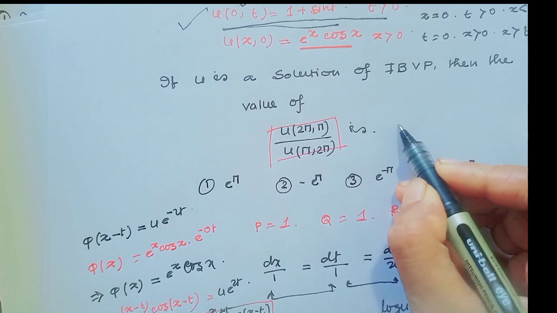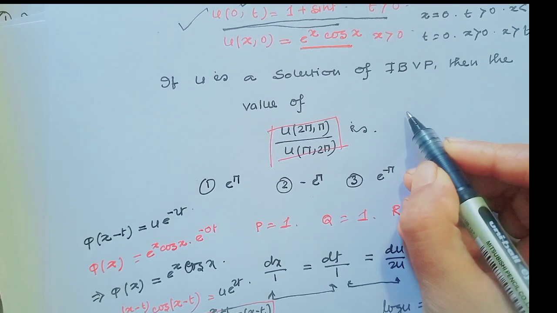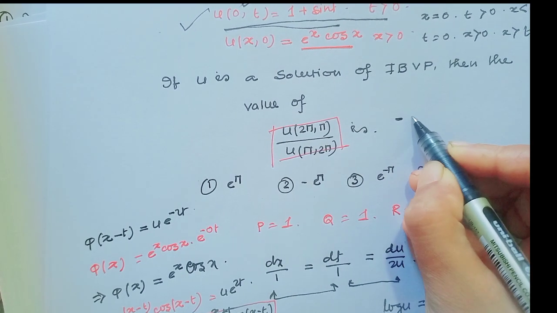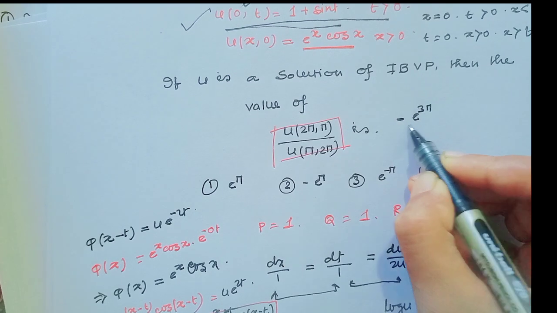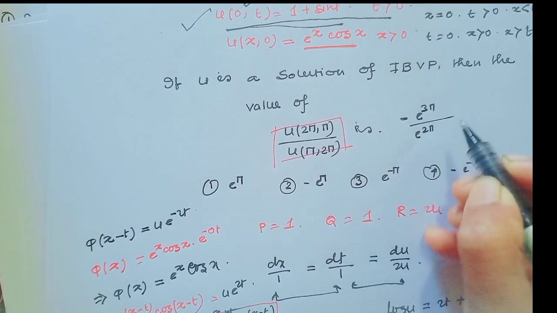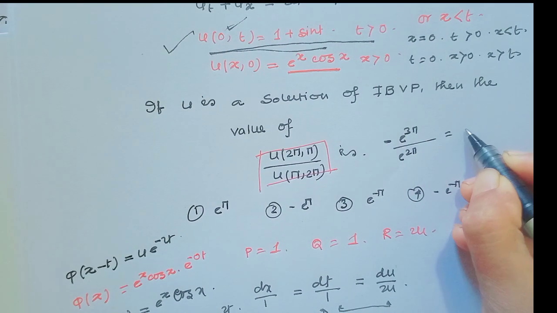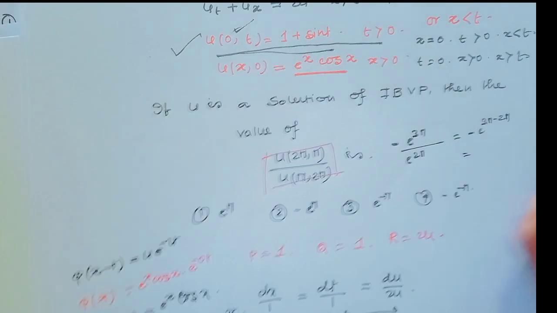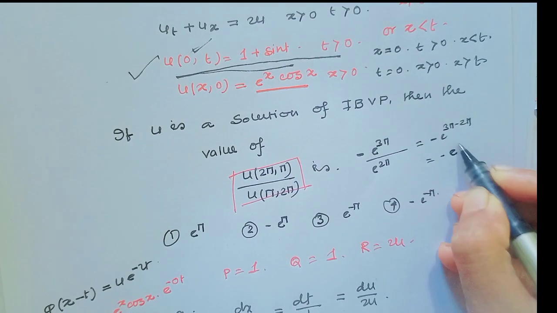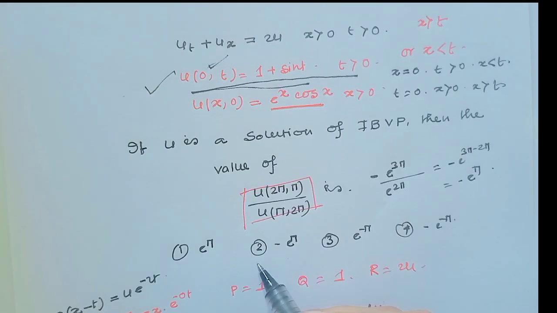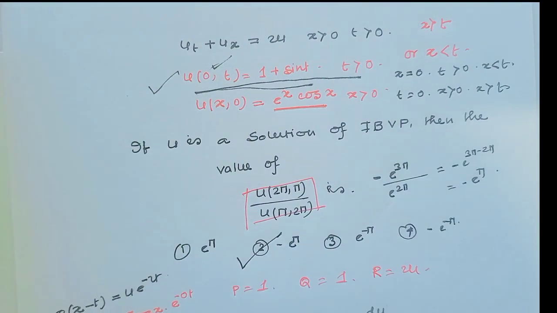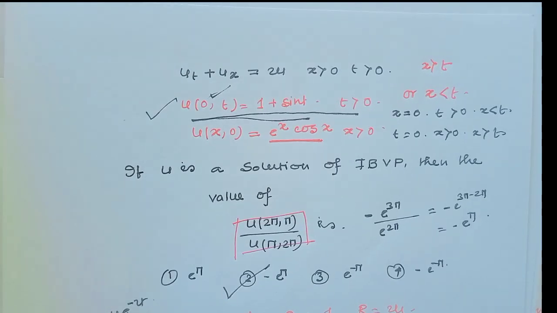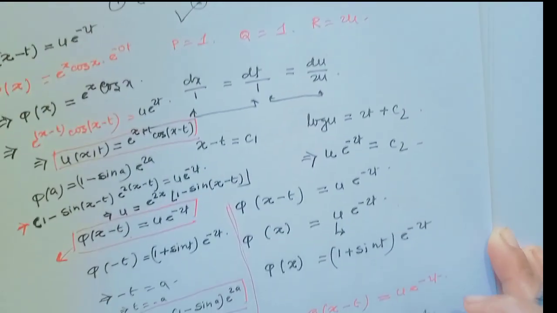This value would be minus e to the power 3 pi divided by e to the power 2 pi, and the value is minus e to the power (3 pi minus 2 pi), that means the value would be minus e to the power pi. So the correct answer is 2. I hope all my viewers have understood this question clearly. This question is very important and conceptual.